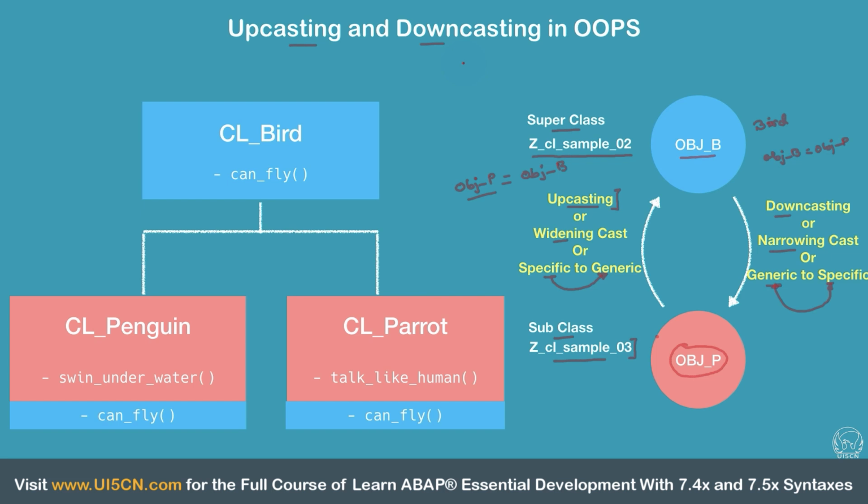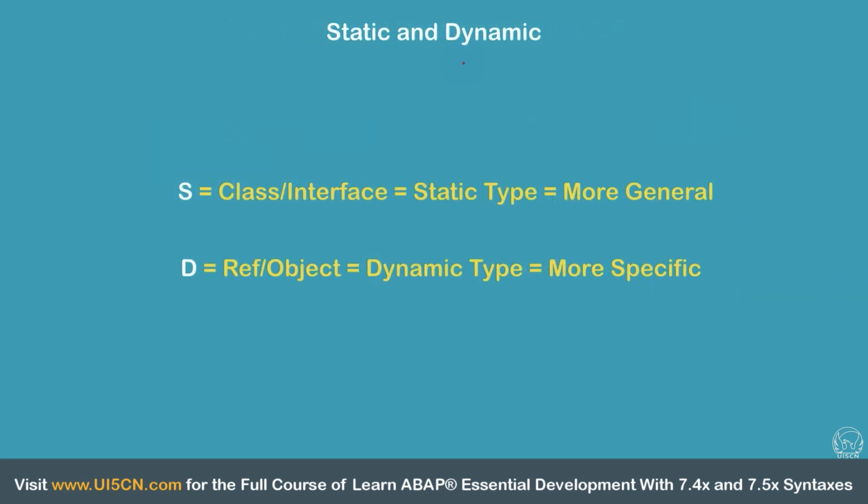Okay, so let's move on to the next thing, which is what is static and dynamic. You might have heard these keywords static and dynamic a lot in OOPS ABAP, and what they actually refer to is that the class or the interface is referred to as the static type, but the reference or the object is referred to as the dynamic type.